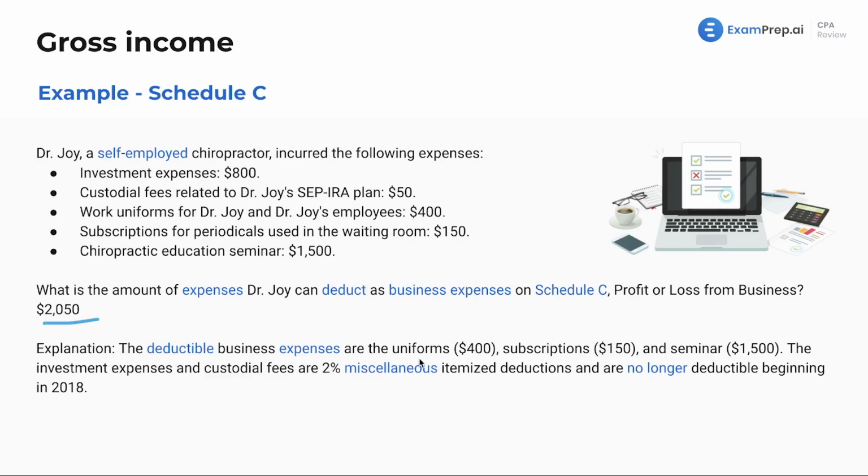The deductible expenses are the uniforms, because what are we doing? We're buying uniforms for the employees. That's deductible. That's an expense necessary for our business. Subscriptions for the waiting room, that's deductible. There's no reason it wouldn't be.